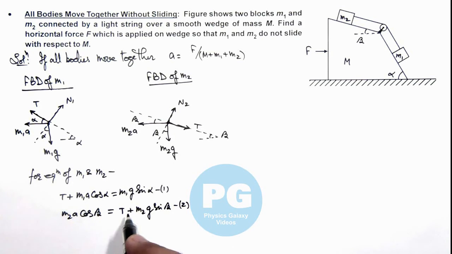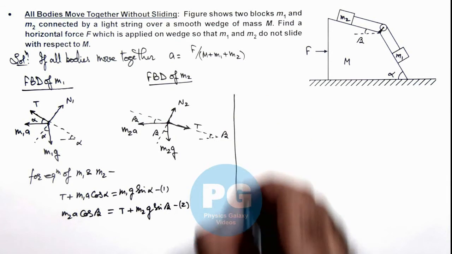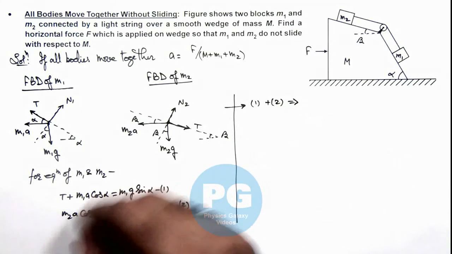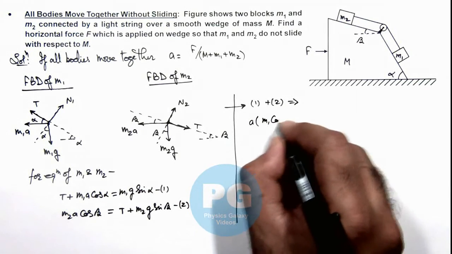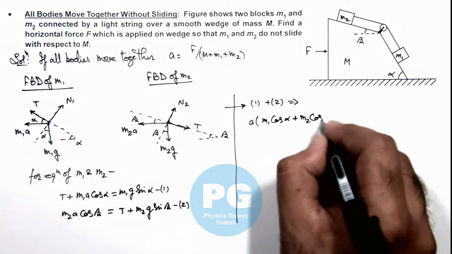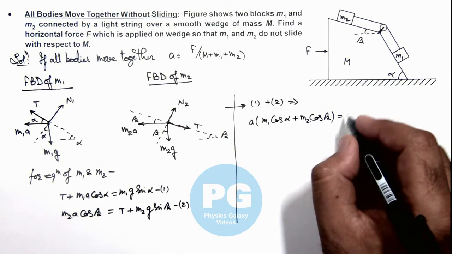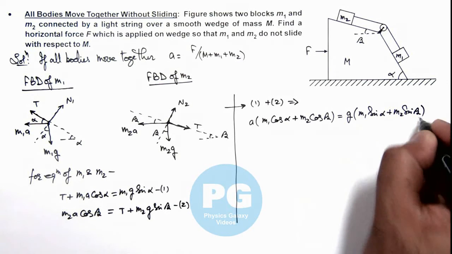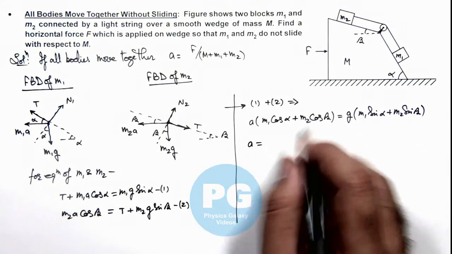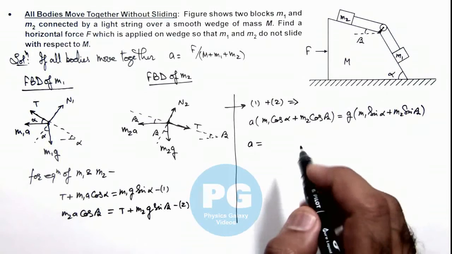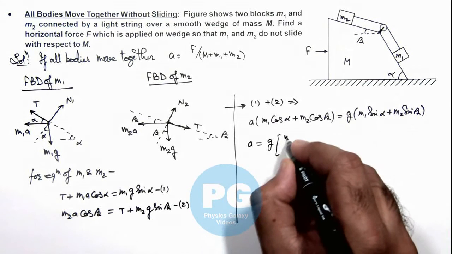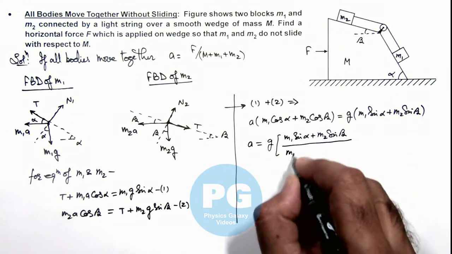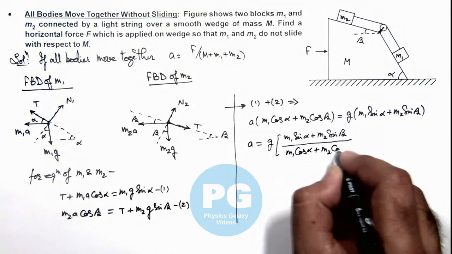Here we add these equations, then the tension gets cancelled out. If we add the first and second equation, this will result. We can take acceleration common, so this will be M1 cos alpha plus M2 cos beta is equal to g times M1 sin alpha plus M2 sin beta. So this will result as the value of acceleration with which the whole system should move for M1 and M2 to be at rest. That is, a equals g times M1 sin alpha plus M2 sin beta, divided by M1 cos alpha plus M2 cos beta.